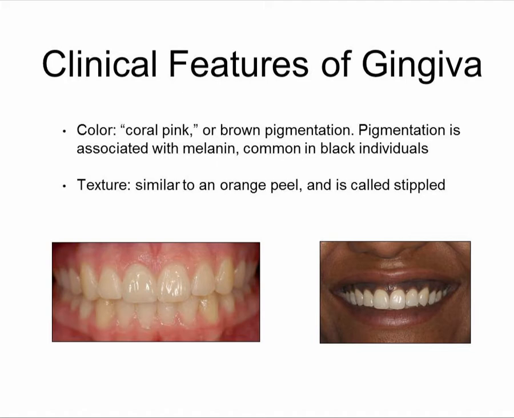So when we take a look at both images on the screen, the one on the lower left, that is the coral pink presentation, and then the little tiny dots that you see above the two front teeth, that is that orange peel texture, the stipple effect. The image to the lower right, you see that the patient has a darker colored gingiva, and that is the melanin from the patient's skin. And this is just a variation of normal. It doesn't mean that something is wrong. And a lot of times patients will ask if there's anything they can do to change the color of their gums, and the answer is no.